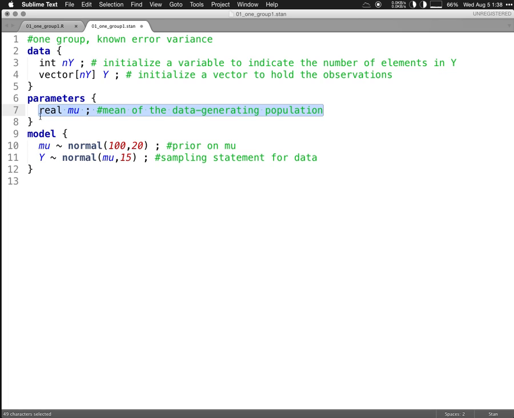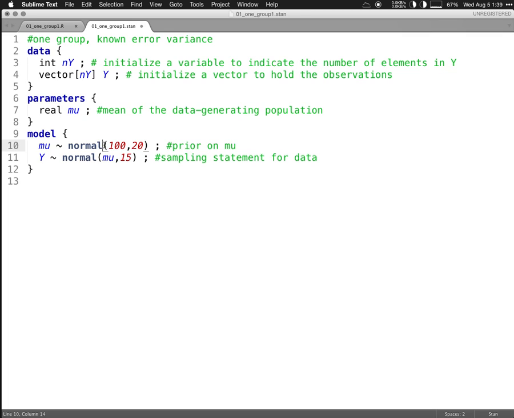So we define it, we initialize it in the parameter section, and then in the model section, we tell Stan what our current, before seeing the data, beliefs are about what mu could be. So we're saying that mu, this again is the mean of the population, our beliefs about mu might have a normal distribution. Generally, we probably think that mu is probably going to be 100.